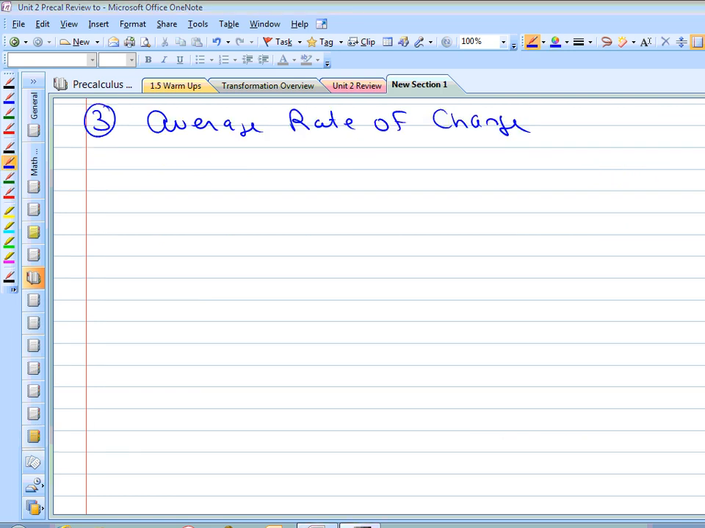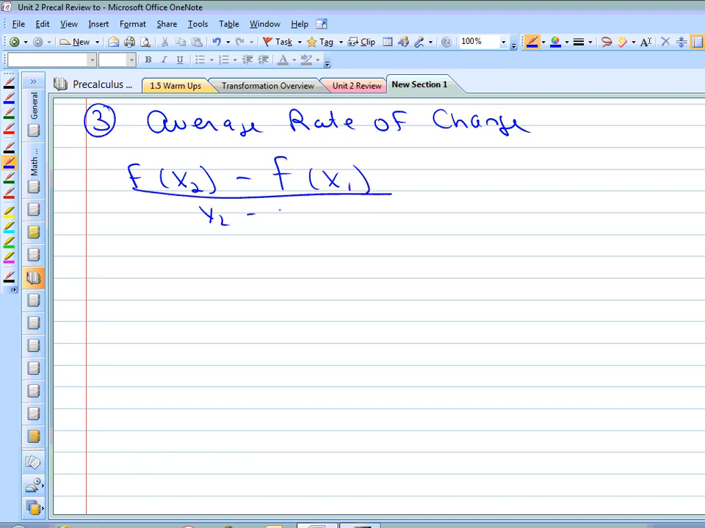All right, next we're going to talk about the average rate of change. All right, there's a little equation for that. If you think about what you know about slope, it's very similar. The little equation for average rate of change is f of x sub 2 minus f of x sub 1 all over x sub 2 minus x sub 1. And if you think about it, f of x is like a y value. So we have a y minus a y over an x minus an x, which is very similar to slope.